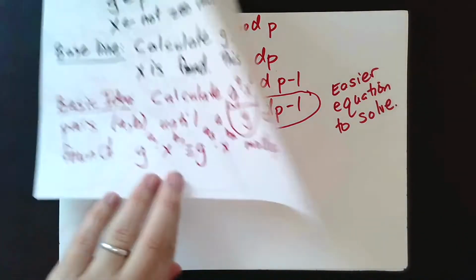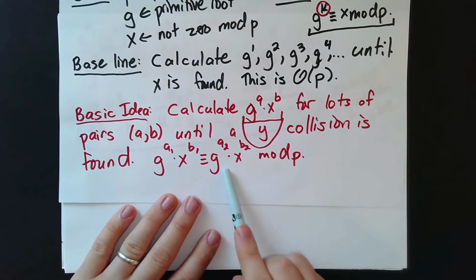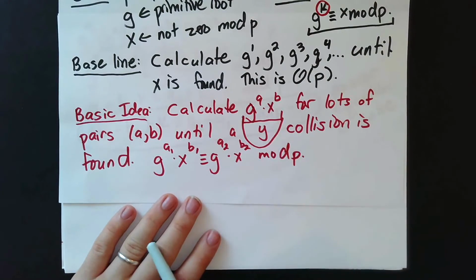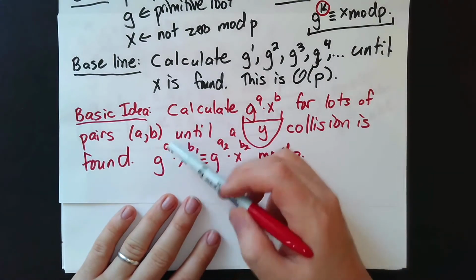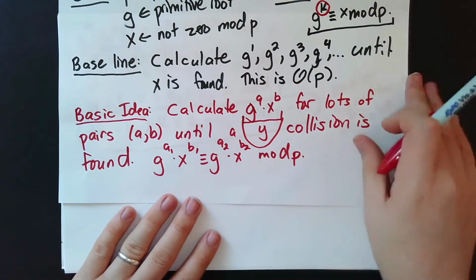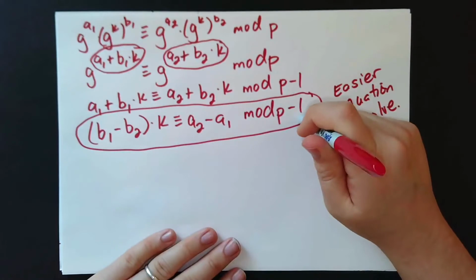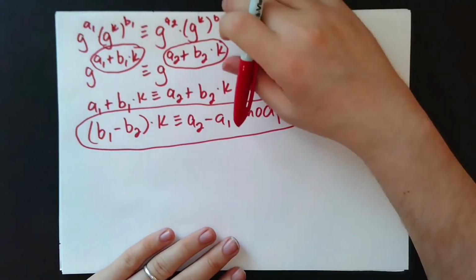But that's our goal. Finding repeats of values of y, that is, values of some power of g times some power of x, naturally spills out into giving me this kind of linear equation, which I can then solve using methods we already know.